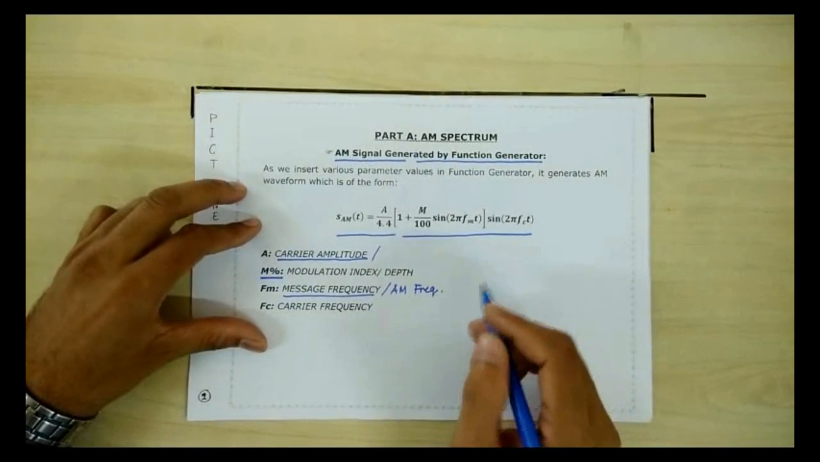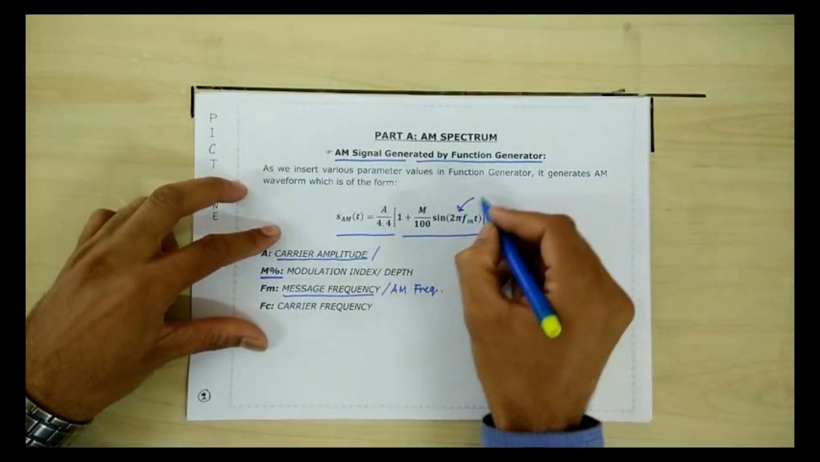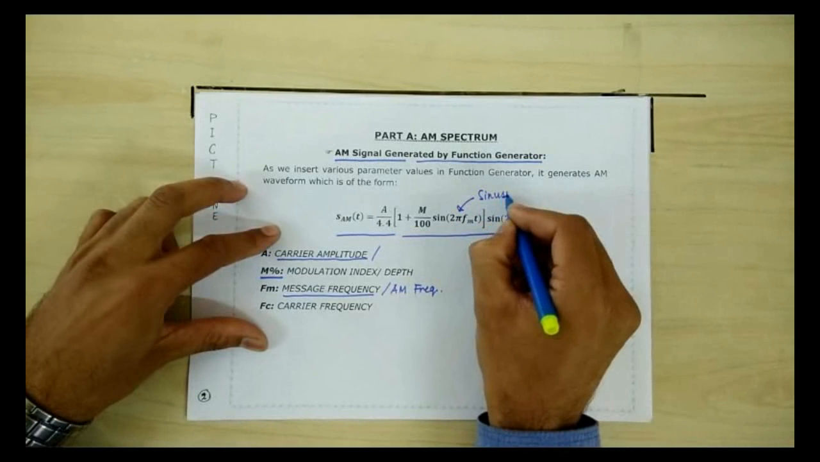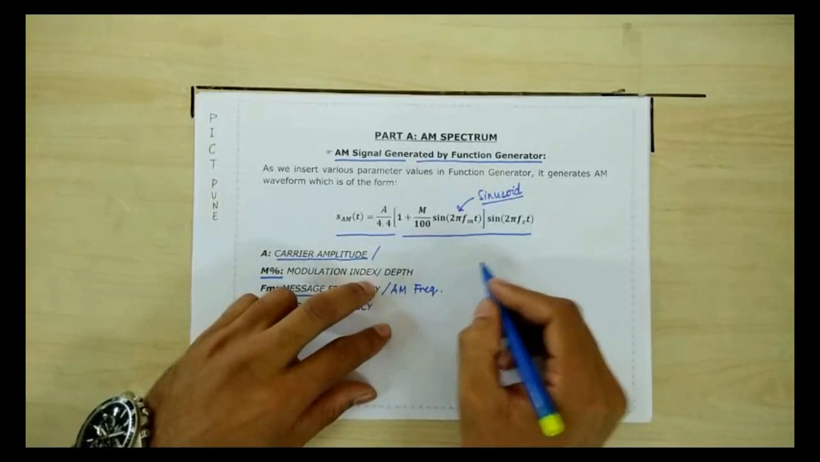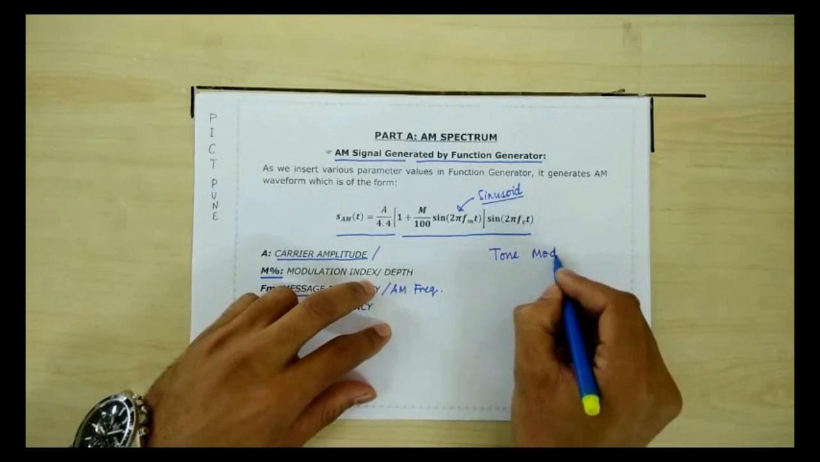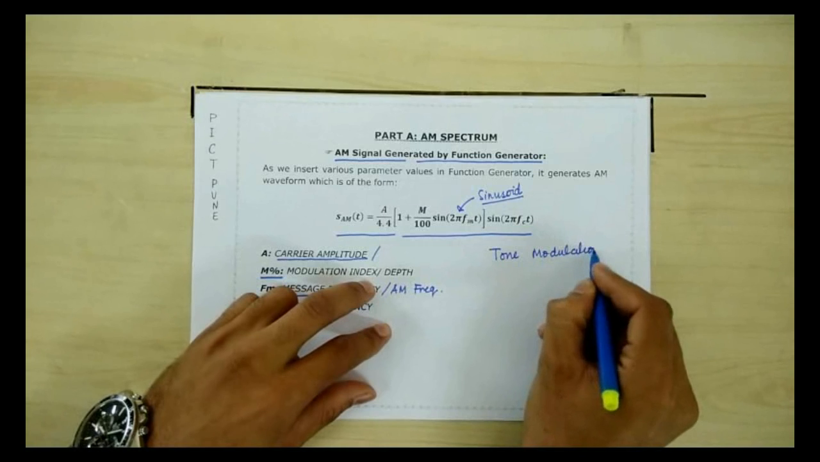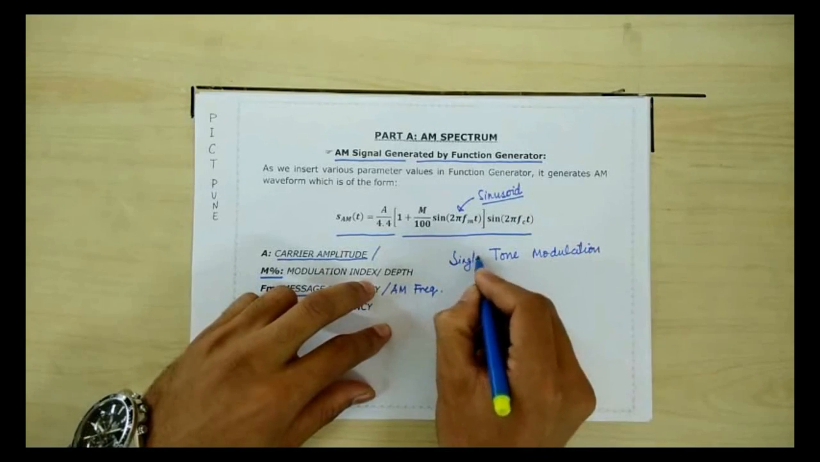If you see, here the message signal is a sinusoid. So basically this is a type of tone modulation, and more specifically we can call it single tone modulation.